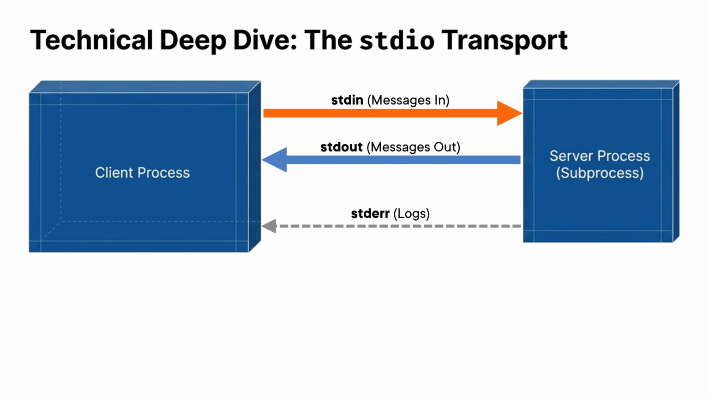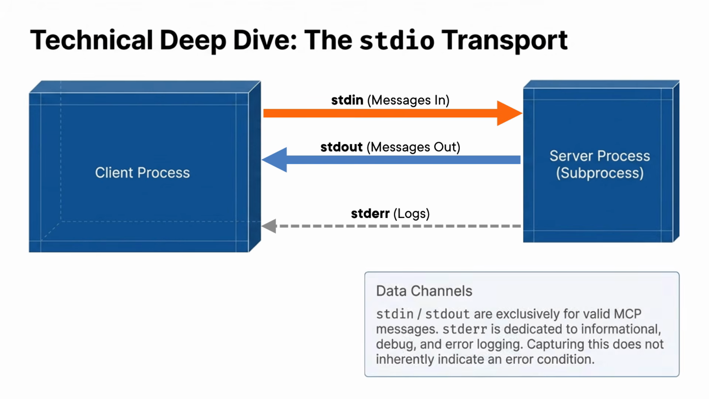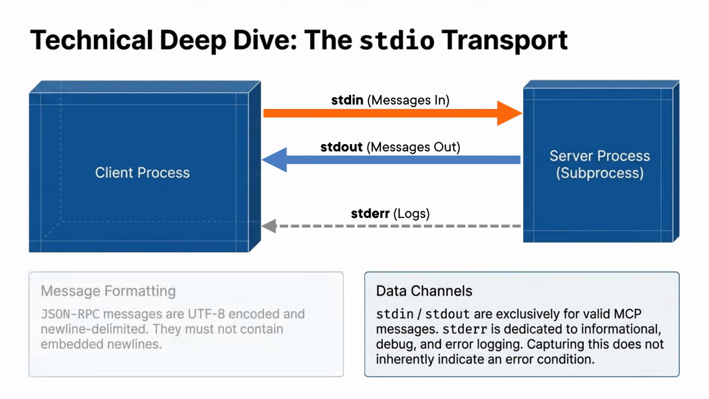The golden rule is that you can only send valid MCP messages through the STDIN and STDOUT. Anything else, like a debug message, must go through standard error so that it doesn't confuse the protocol. And the JSON-RPC messages are UTF-8 encoded and newline delimited and do not contain embedded newlines.